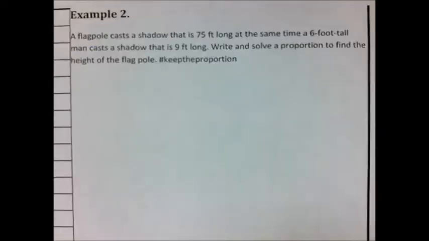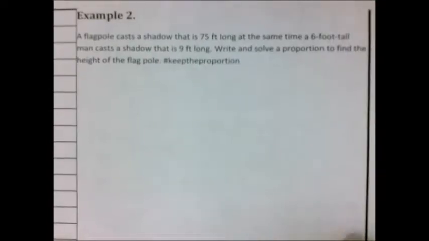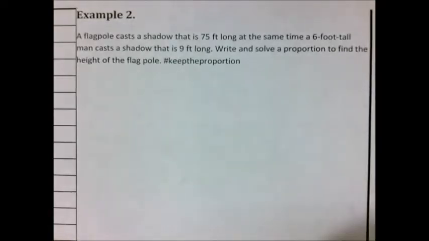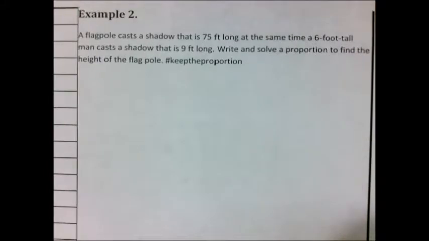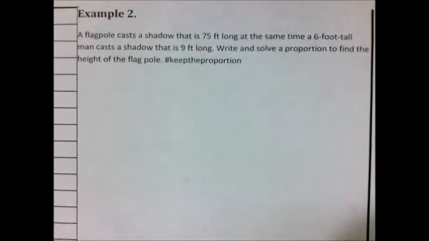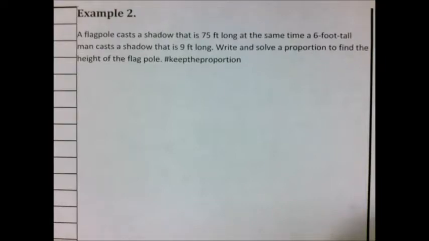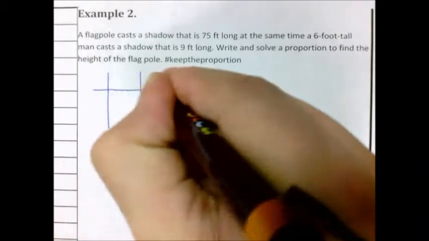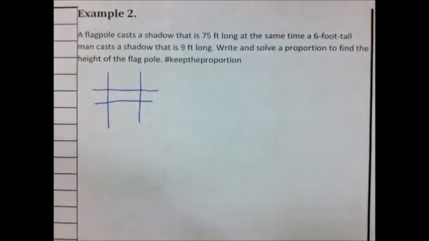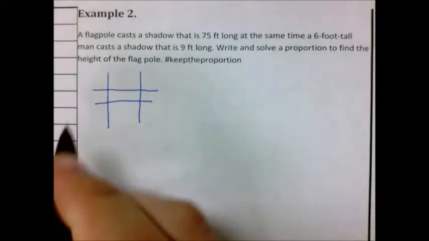Alright, example 2. Example 2 says that a flagpole casts a shadow 75 feet long. At the same time, a 6-foot tall man casts a shadow that is 9 feet long. We need to write and solve the proportion to find the height of the flagpole. And I put in here hashtag keep the proportion, okay? So here's how you can remember how to do this. We all know hashtag, right? Twitter, okay? Here's your hashtag. That's an ugly looking hashtag, but you know I'm a terrible drawer.